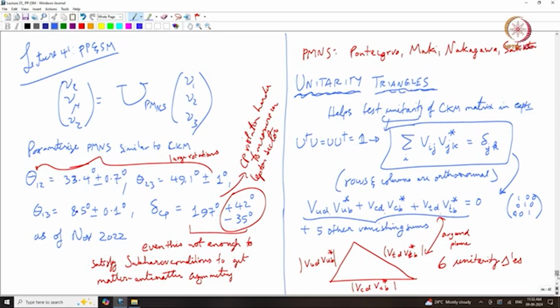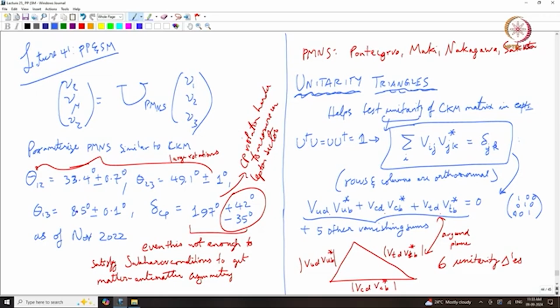And we also saw that the CP violation phase has large measurement uncertainties associated with it, because it is indeed very hard to control neutrinos. Now all of this gave rise to the notion of unitarity triangles, where due to the orthonormality of the rows and columns we had this relation.